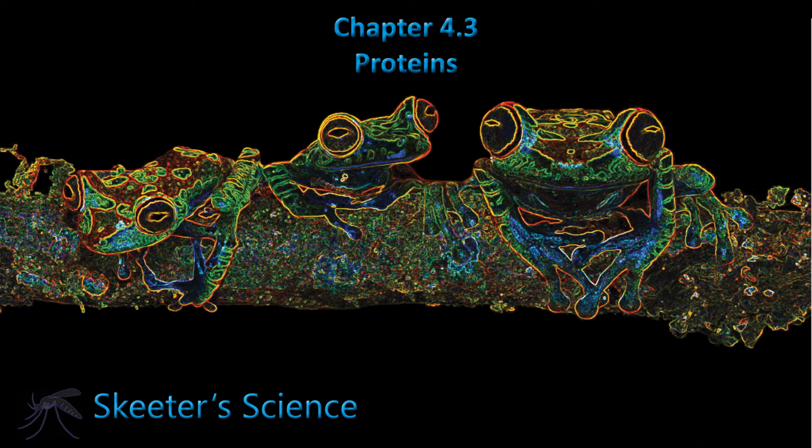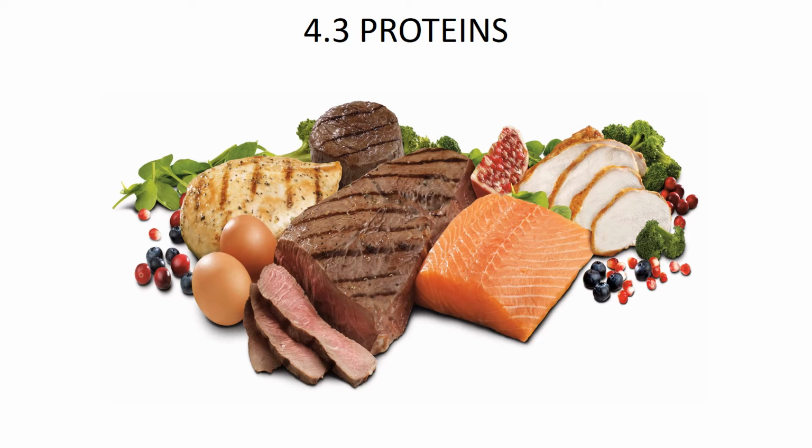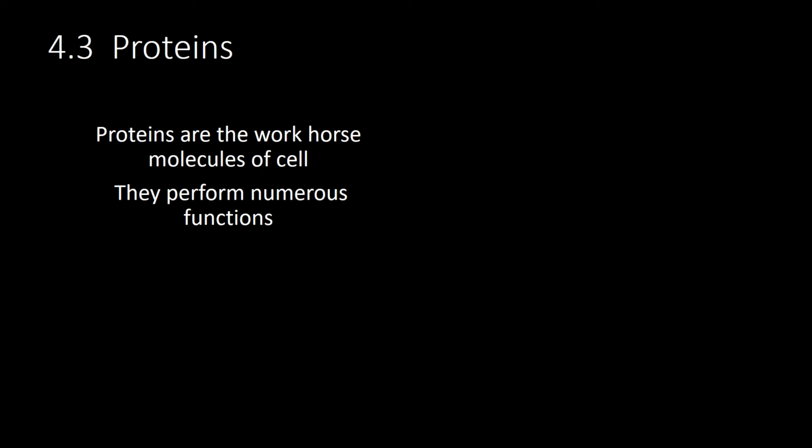Chapter 4, Section 3. This is on proteins. This is the second of our macromolecules. And here are some familiar sources of protein in our diet: fish, steak, chicken, bird, and eggs.